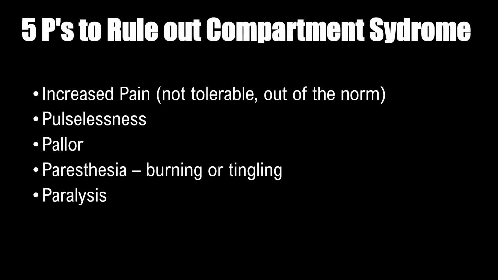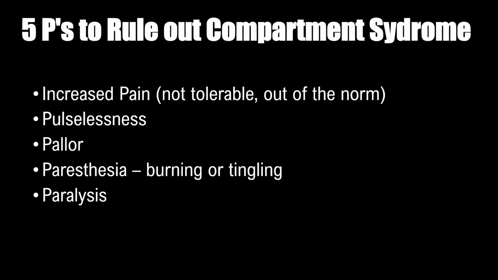And we're going to talk a little bit about compartment syndrome. So there's 5 P's to rule out compartment syndrome. The first one we're going to talk about is increased pain that is not tolerable. It's out of the norm. It's not the type of pain that they've been having. So that's very dangerous. It's caused by pressure buildup from internal bleeding or swelling in the tissues. What happens in compartment syndrome is the pressure actually decreases blood flow, depriving the muscles and the nerves. So this is where these symptoms come from.